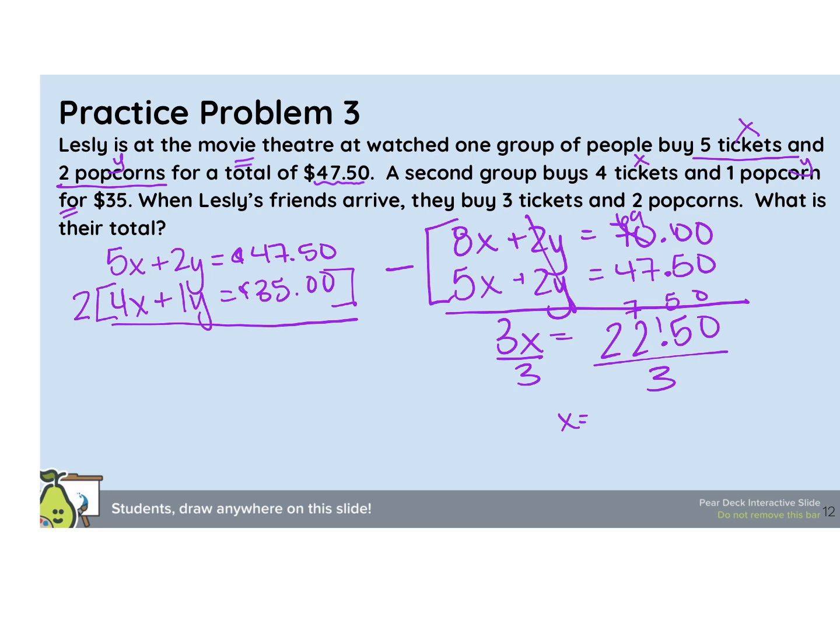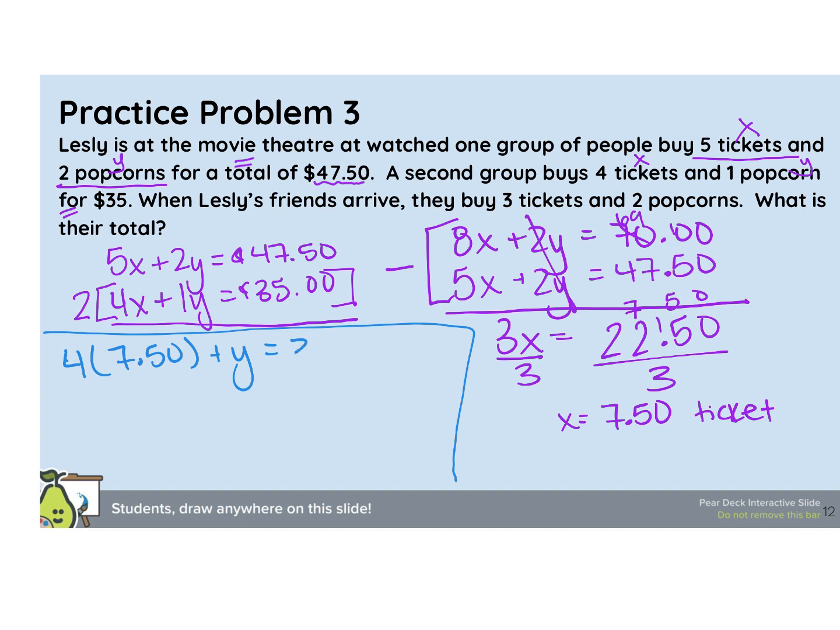So X is $7.50. What does X stand for? A ticket. Okay, so that's a ticket. Now I need to find Y. I like the second equation. So 4 times $7.50 plus Y is $35.